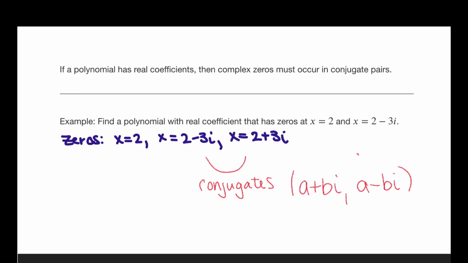We are going to find a polynomial with real coefficients that has zeros at x equals 2 and x equals 2 minus 3i. So we have a 0 at x equals 2. Because x equals 2 minus 3i is a 0, x equals 2 plus 3i is also a 0. 2 minus 3i and 2 plus 3i are conjugates. Conjugates are of the form a plus bi and a minus bi. So all I did was I changed the sign between the real and the imaginary part.